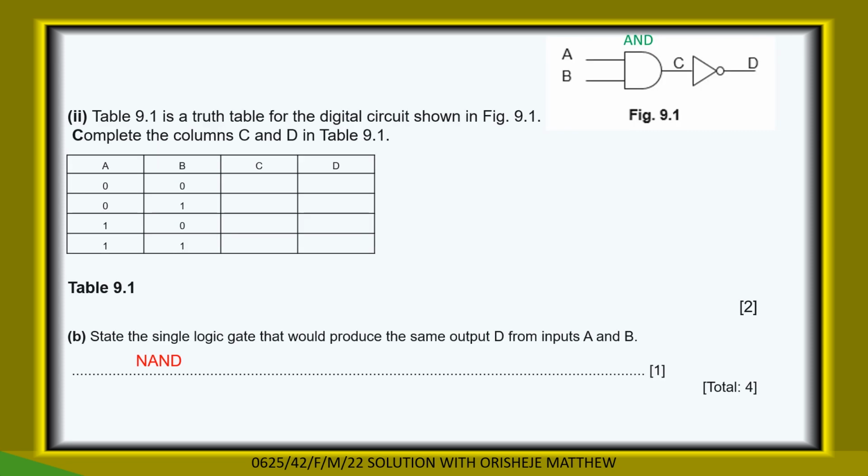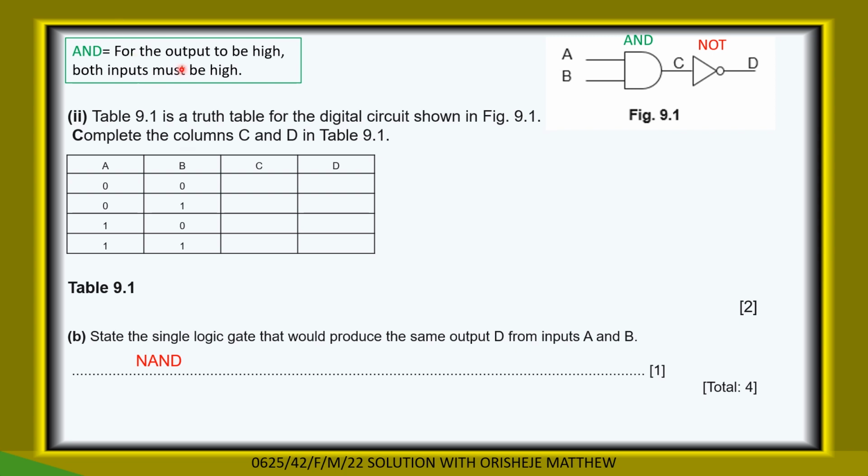Okay, complete the truth table for the digital circuit shown in 9.1. So we need to identify the type of each of the logic gates. So this is an AND gate, and then we have a NOT gate. So now let's look at the principle. How does the AND gate work, what is the principle?